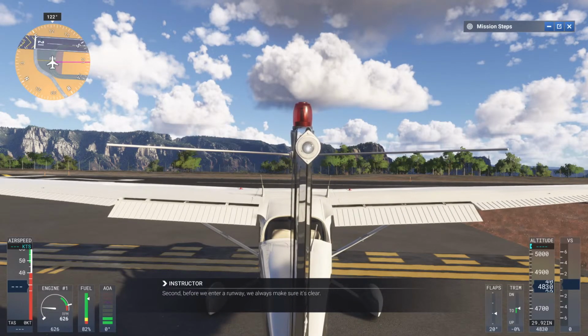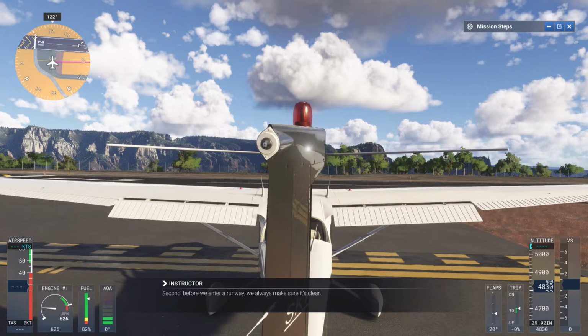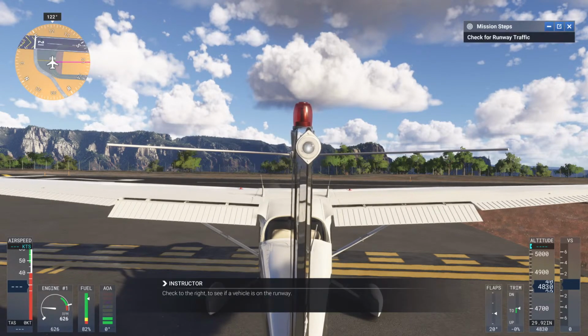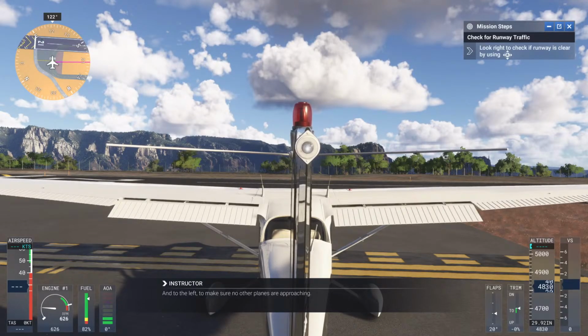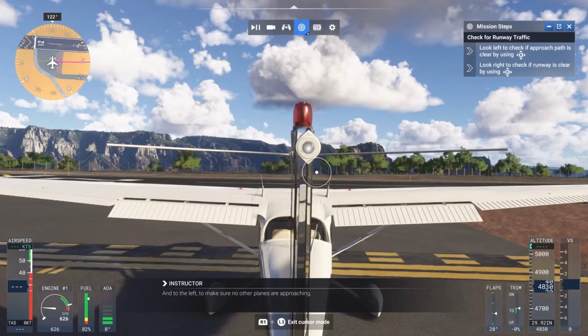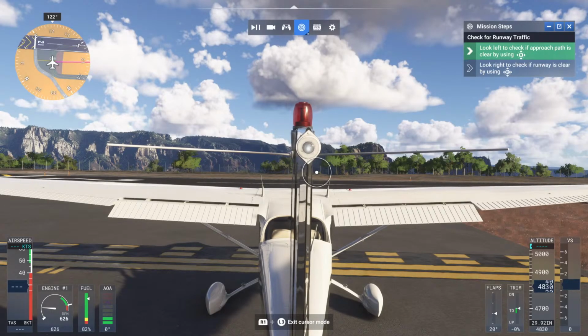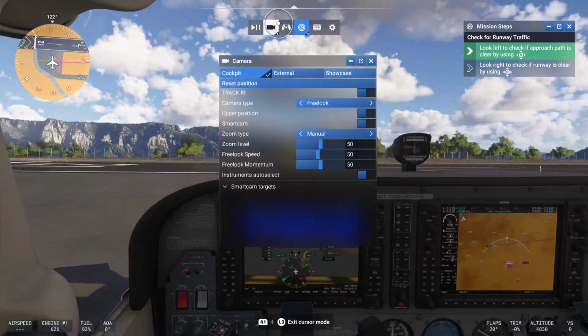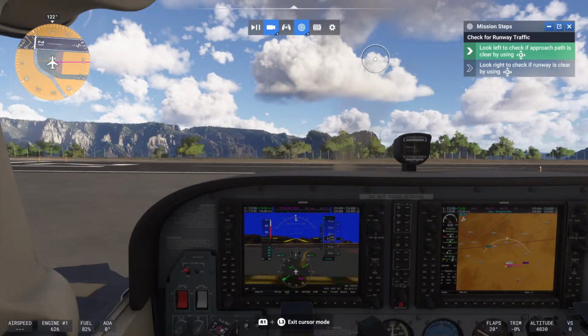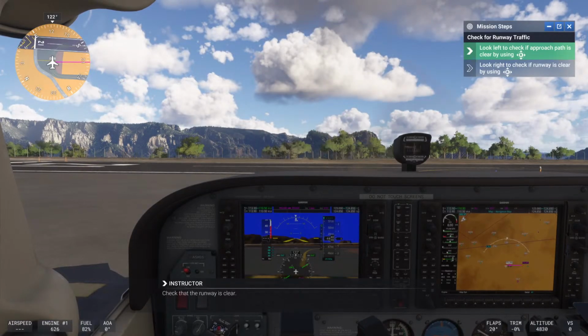Second, before we enter a runway, we always make sure it's clear. Check to the right to see if a vehicle is on the runway, and to the left to make sure no other planes are approaching. Check that the runway is clear.